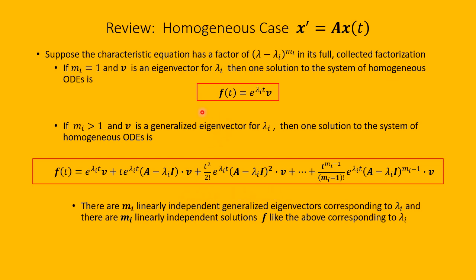So up here, when we're talking about this stuff, there are m sub i linearly independent generalized eigenvectors corresponding to that eigenvalue lambda sub i, and there are m sub i linearly independent functions, capital F, looking like this, corresponding to that eigenvalue lambda sub i. So for one particular eigenvalue, if we have an exponent here that's greater than 1, we're going to get more than one function f out of that.